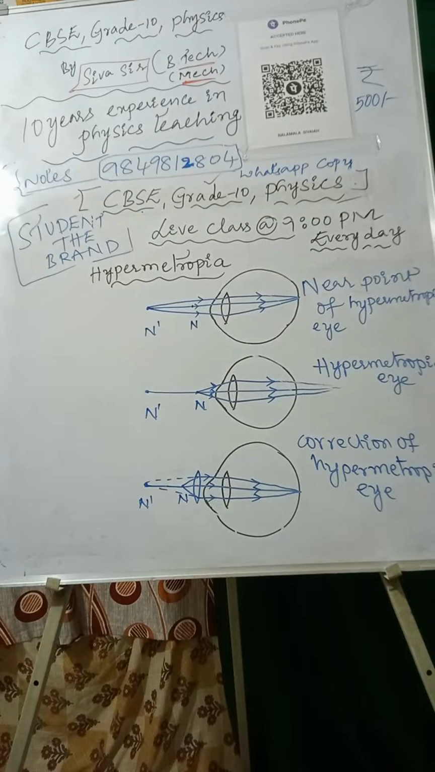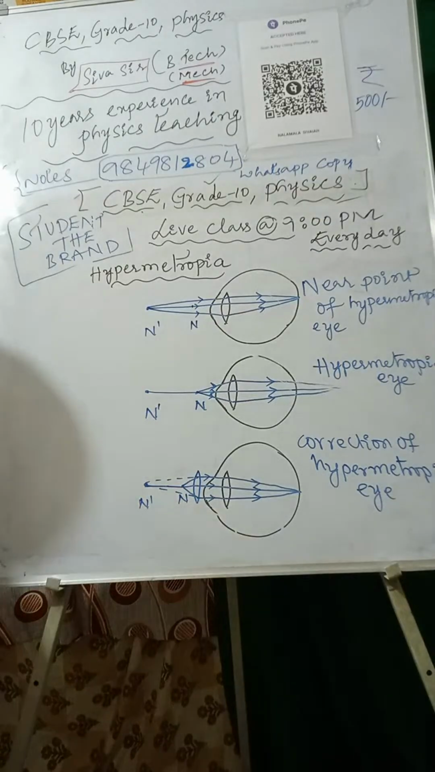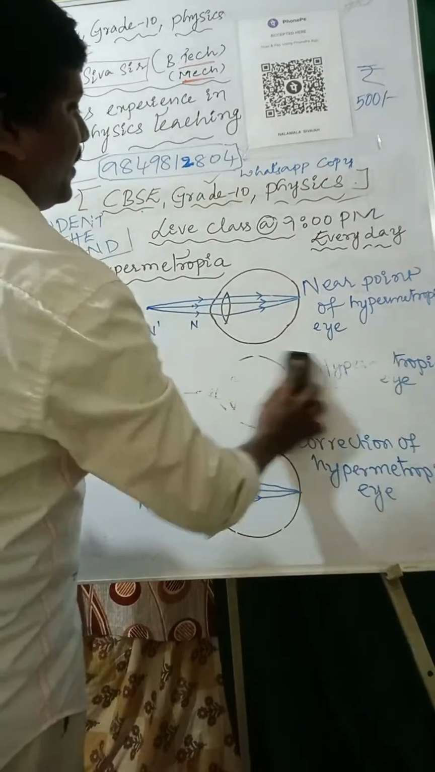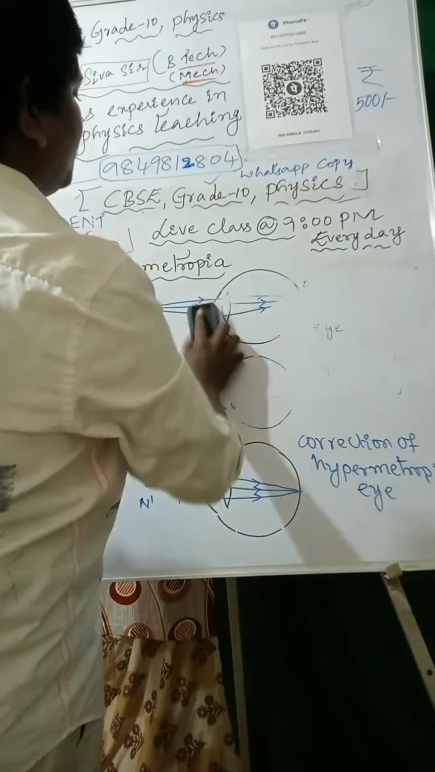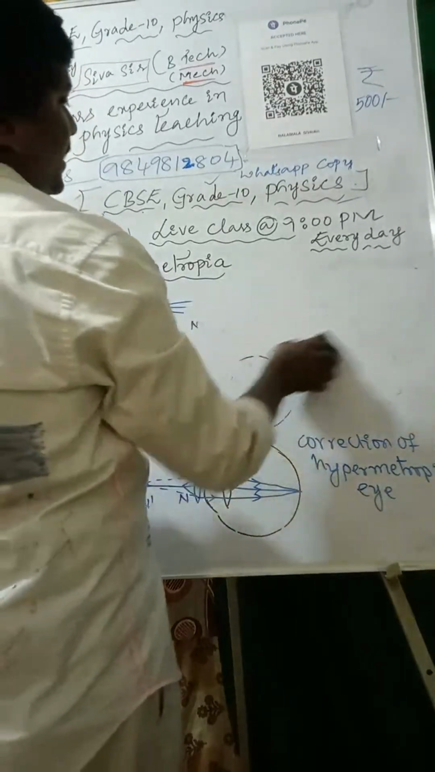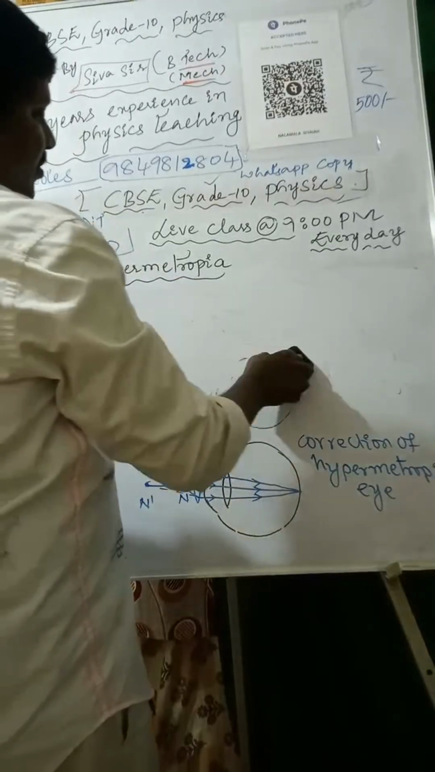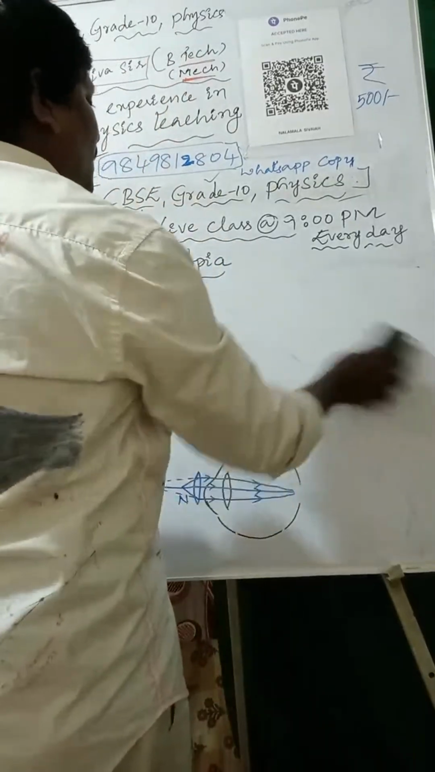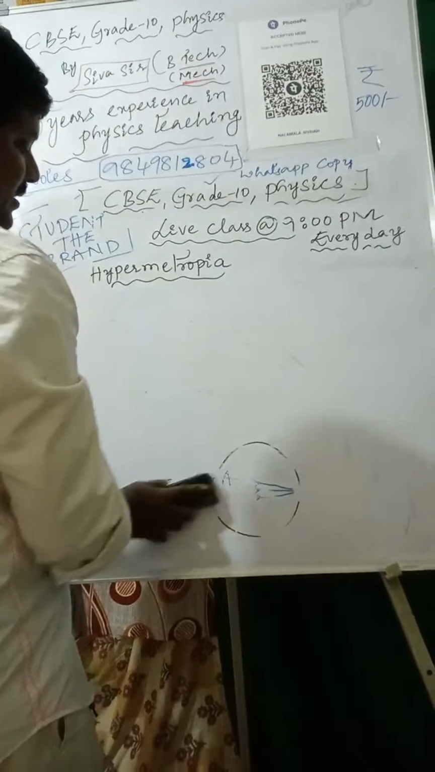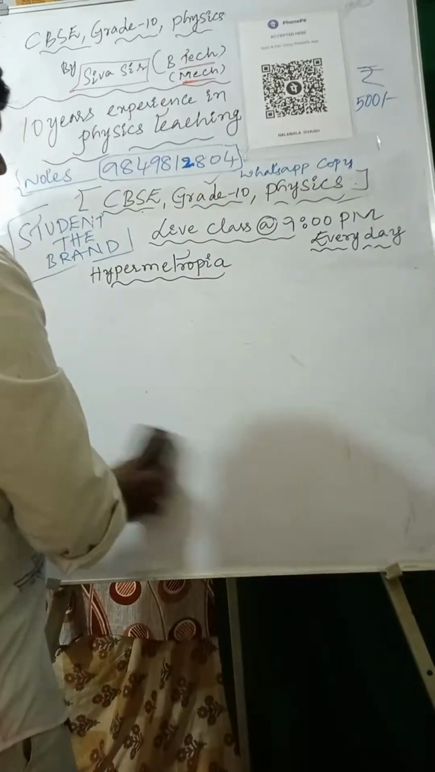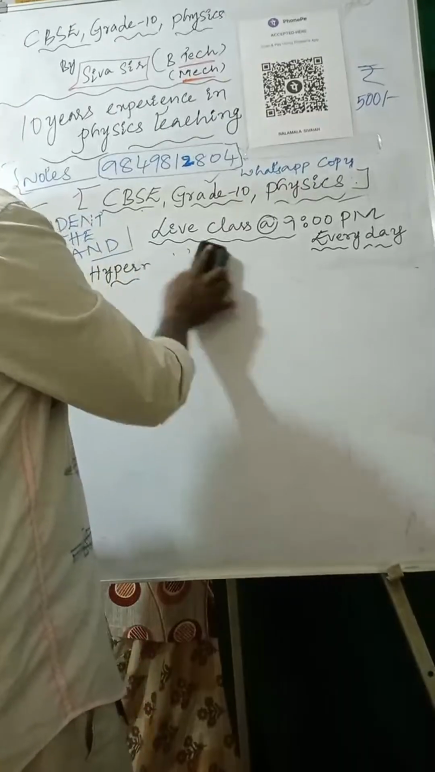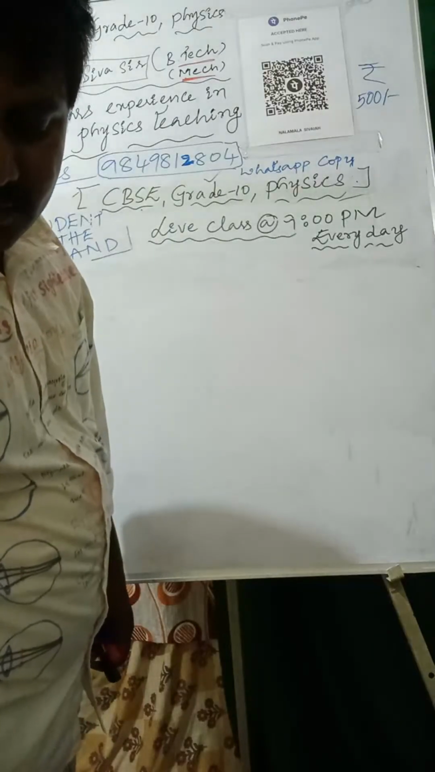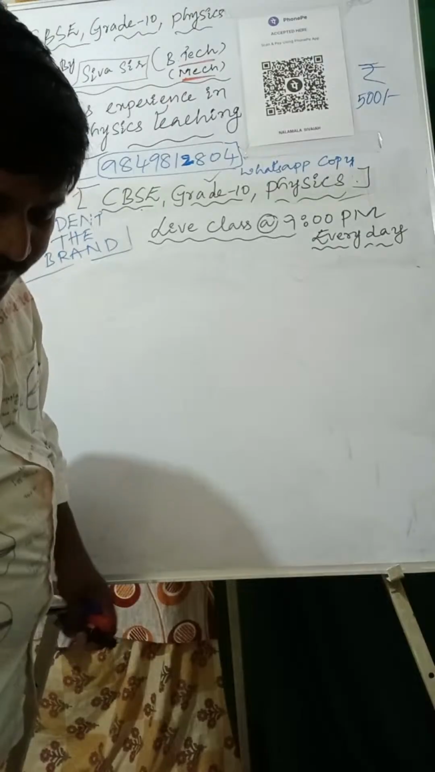We are going to discuss refraction through glass slab, which is completed, right? That comes in refraction of light. Now prism we will discuss. Refraction through prism I'll explain.